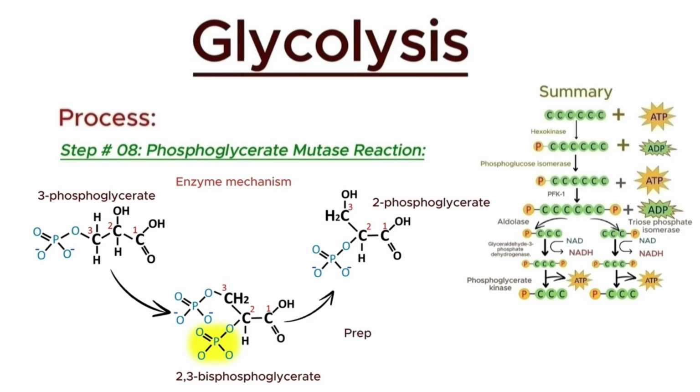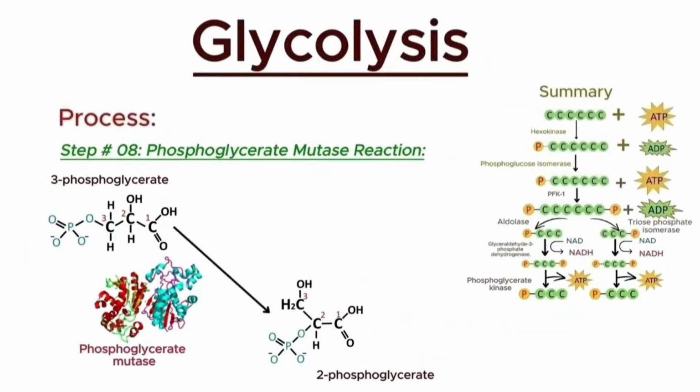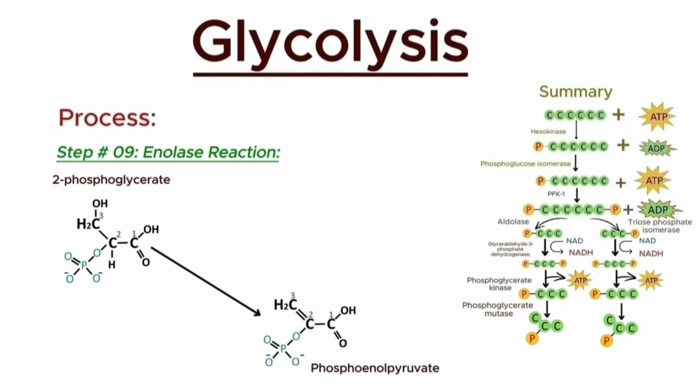This step is crucial for preparing the molecule for the subsequent dehydration reaction, generating a high-energy compound necessary for ATP production in the next step. At the end of this stage, 3-phosphoglycerate is converted into 2-phosphoglycerate through the action of phosphoglycerate mutase, involving an intermediate formation of 2,3-bisphosphoglycerate. In the 9th step of glycolysis, 2-phosphoglycerate is converted into phosphoenolpyruvate.